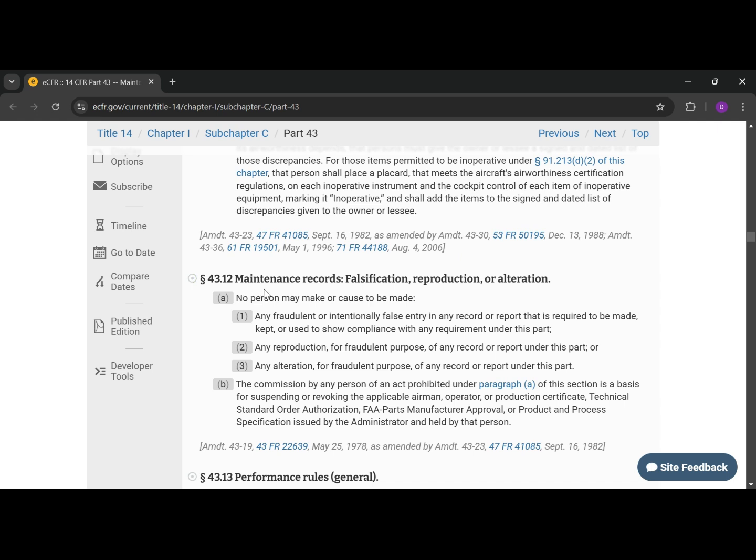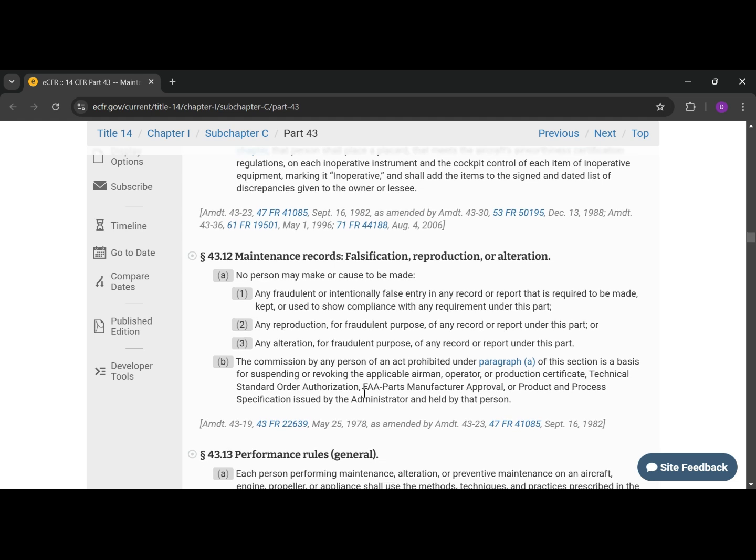Next is 43.12, maintenance records, falsification, reproduction, or alteration. No person may make or cause to be made any fraudulent or intentionally false entry in any record or report that is required to be made, kept, or used to show compliance with any requirement under this part. Any reproduction for fraudulent purpose of any record or report under this part, or any alteration for fraudulent purpose of any record or report under this part.